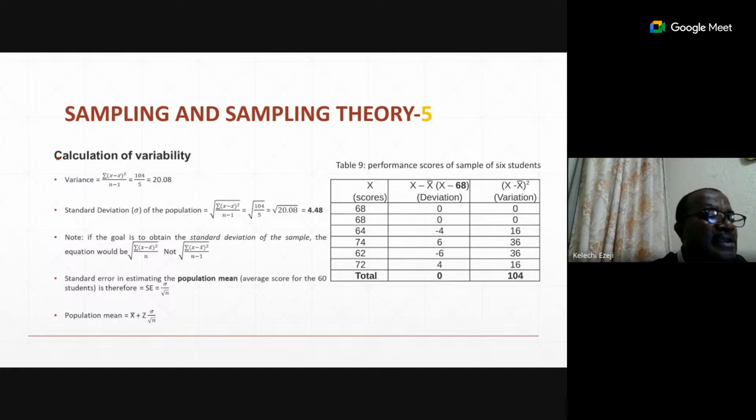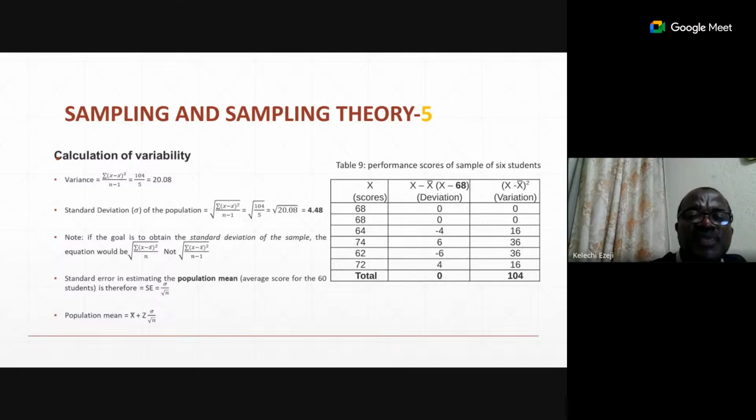How much the scores differ from the mean. To obtain that, we calculate deviation, we calculate variation, we calculate variance, then we calculate variability. Variability is our goal. But we use the mean to obtain the deviation and to obtain variation.